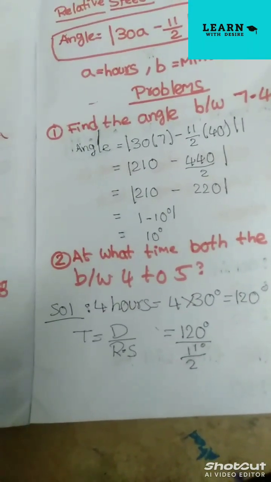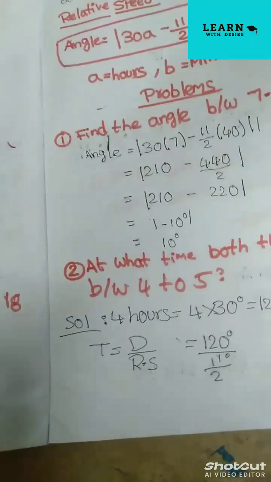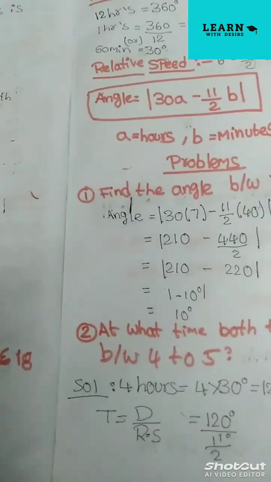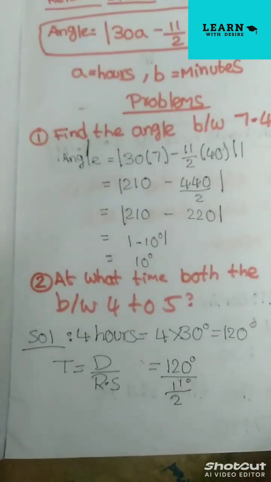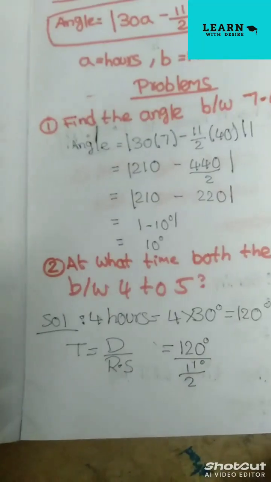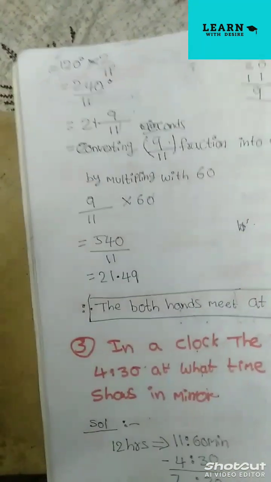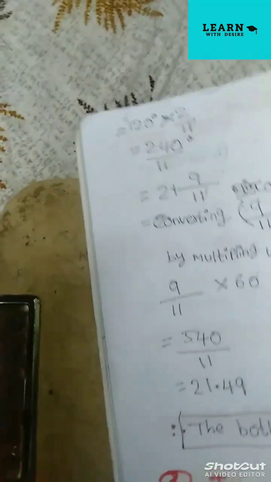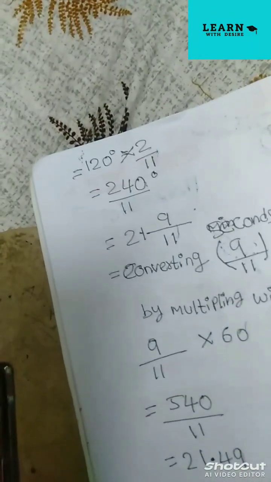The time formula is distance by speed, but here we use relative speed instead of speed. What is the relative speed value here? 11 by 2. Distance equals 120 degrees by 11 by 2. In the next step, we take the inverse value of the denominator, that is 11 by 2 as 2 by 11. This is called the inverse value.